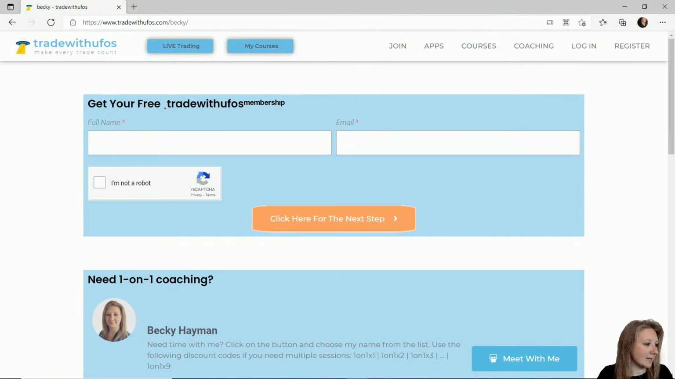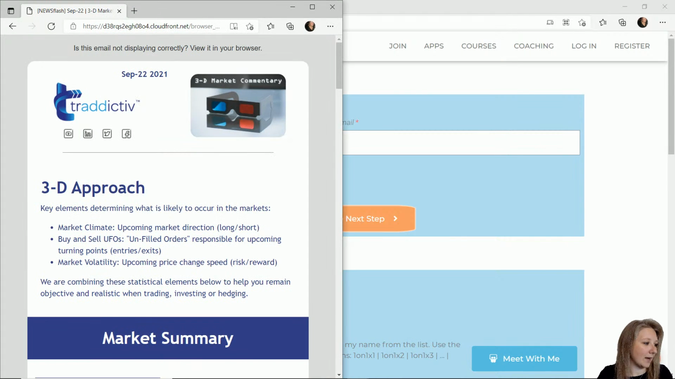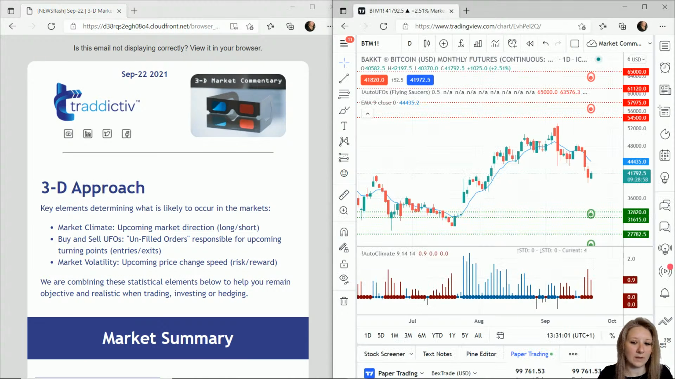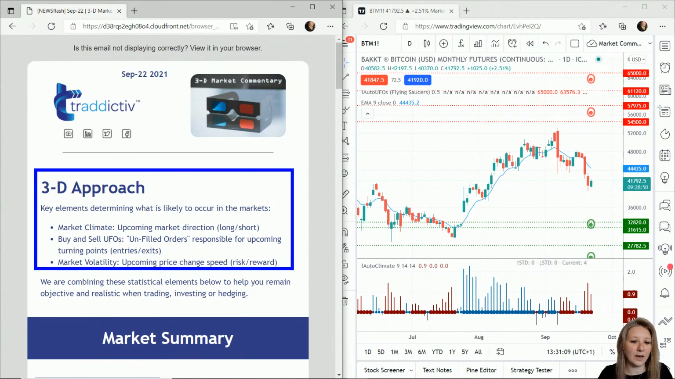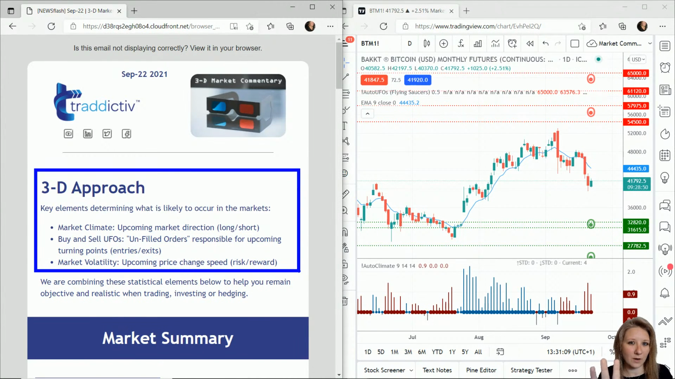So as I said, we send out an email every day. It looks like this. And obviously the data on it corresponds with the markets. So let's just take a look at those. We call it a 3D approach or a 3D market commentary because we are looking at three separate elements in the markets. Now in this email, we send out information on 5 major markets in the world and we look at 3 major elements per market.